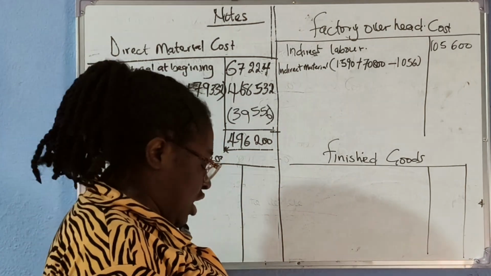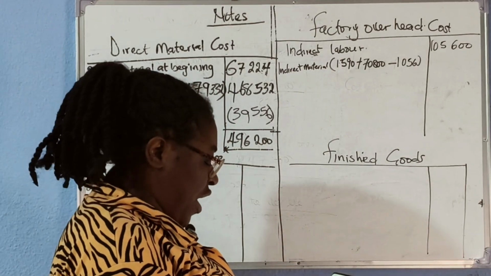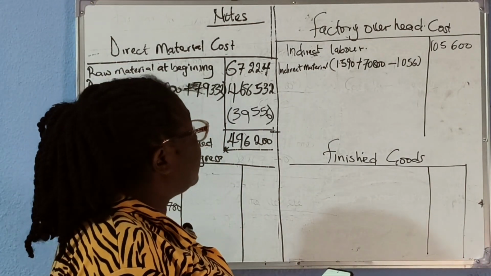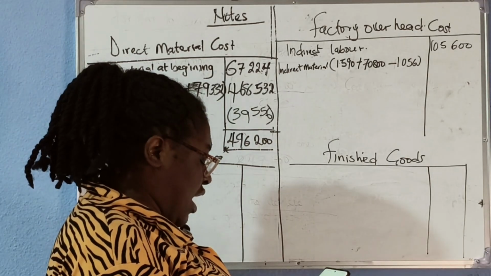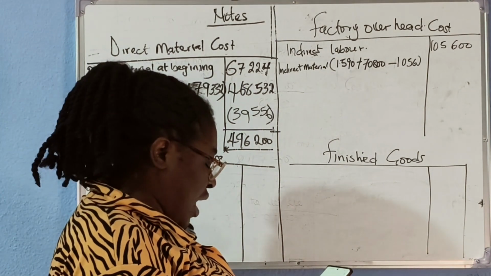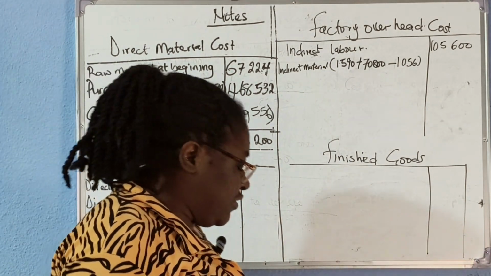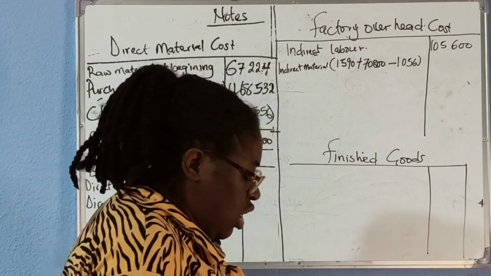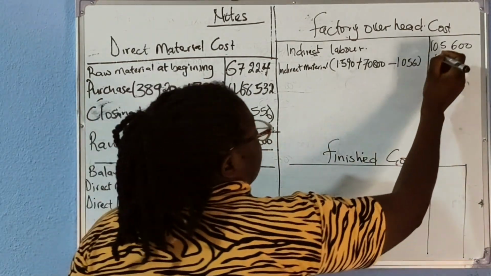So let's do the calculation. 1,590 plus 70,800 and then minus 1,056. That gives us 71,334.